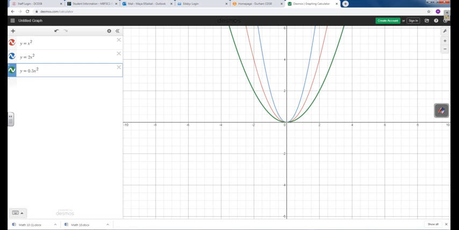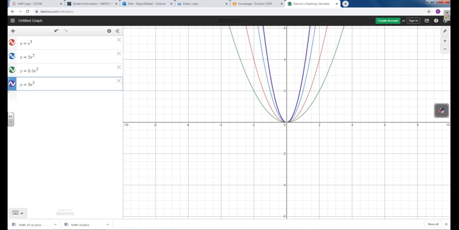Now let's look at the actual terminology. We have figured out that if a value is 2 or anything that's greater than 1, it's going to look skinnier, right? So I can test this. Give me any value of a that's greater than 1. 3, 7, whatever. Okay, let's try it. If I have y equals 3x squared, look, the purple one is skinnier than the red, right? Even skinnier than the blue.